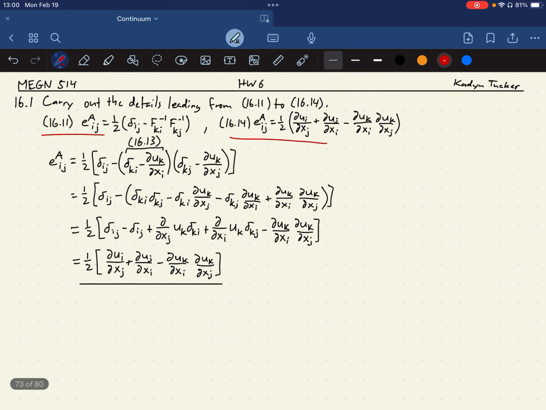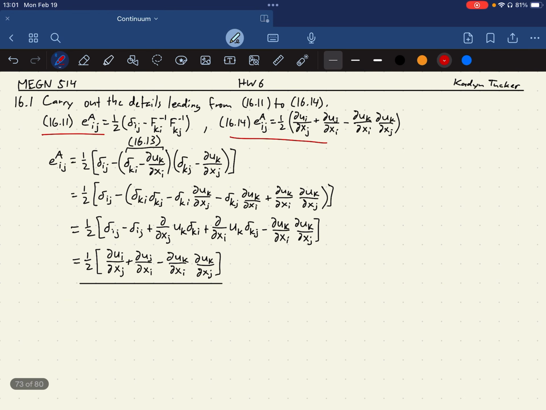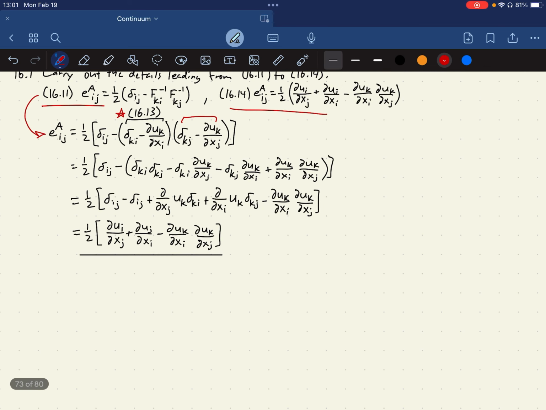Then we can just start with equation 16.11 here. But then for the inverse f tensors, we're going to fill in equation 16.13 in both cases. So we're going to do the same thing here as well. Then we expand that out. We get this big long expression here.